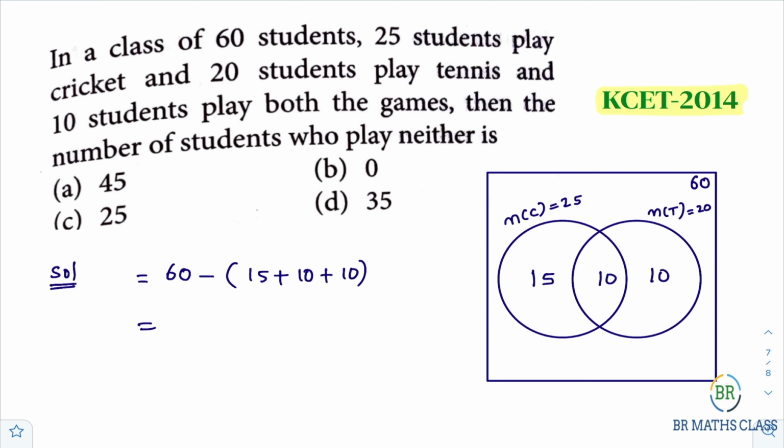See, these are objective type questions. No need to write the steps. Okay, so 60 minus this is what? 15 plus 10 plus 10 is 35. So 60 minus 35 is 25. So the number of students who play neither cricket nor tennis is 25. So what is the right option? Option C is the right option. I hope you understand this.